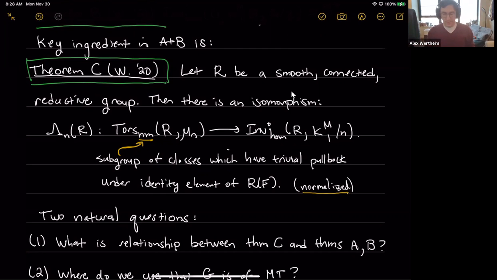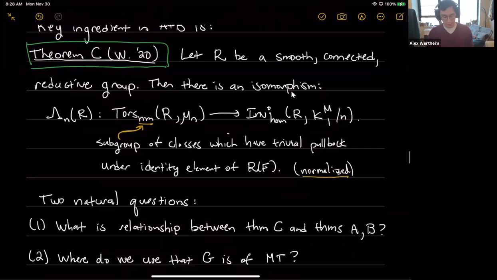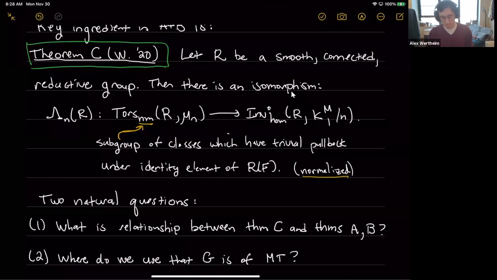And so this probably looks a bit strange. It's not at all immediately clear why theorem C should be related to theorems A and B at all. And so for the rest of the talk, I'll try and answer two main questions, which is what is the relationship between this sort of strange third theorem and our main two theorems A and B?